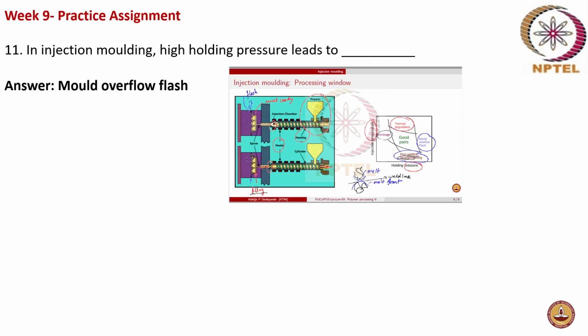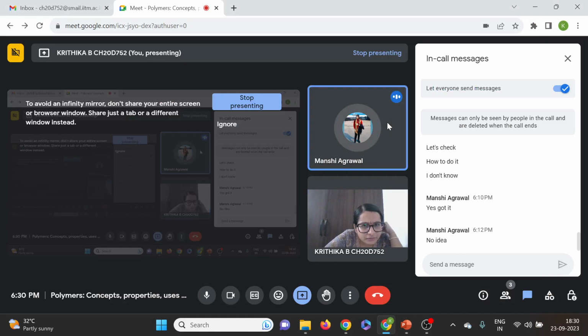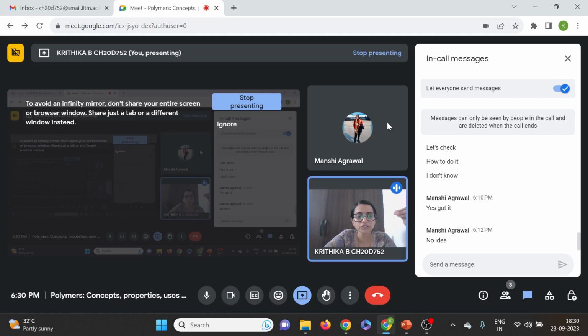So holding pressure is for what? Holding pressure of the barrel, the material feed in the barrel? I didn't get your question. Can you just repeat it? Which point are we talking about for high holding pressure: the material filled in the barrel, or the injection pressure? When you are doing injection molding, you apply a filling pressure for the mold.